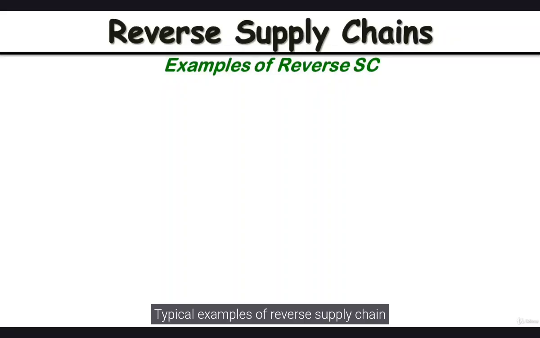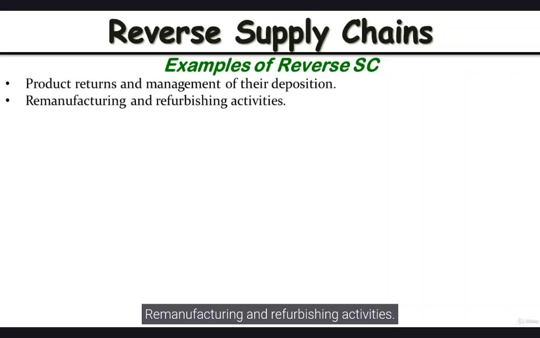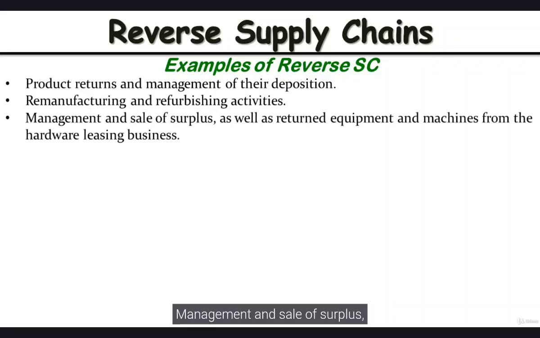Typical examples of reverse supply chain include product returns and management of their disposition, remanufacturing and refurbishing activities, management and sale of surplus as well as returned equipment and machines from the hardware leasing business. In these cases, the resource goes at least one step back in the supply chain. For instance, products move from customer to distributor or manufacturer. Other instances of product reversing direction in the supply chain are manufacturing returns, commercial returns, business to business and business to consumer, product recalls, warranty returns, service returns, end of use returns, and end of life returns.